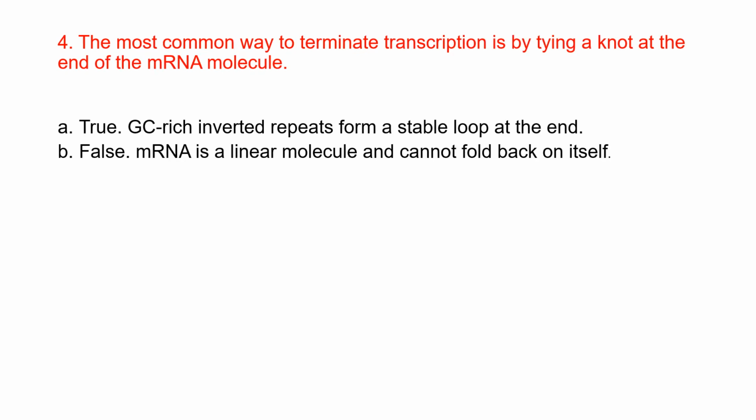Number 4, true-false. The most common way to terminate transcription is by tying a knot at the end of the mRNA molecule. A. True. GC rich inverted repeats form a stable loop at the end. Or B. False. mRNA is a linear molecule and cannot fold back on itself. Of course, this one is true. So very simply, to terminate the transcription, it ties the knot or the loop that we see in the mRNA molecule. So as we know, it definitely does fold back on itself.